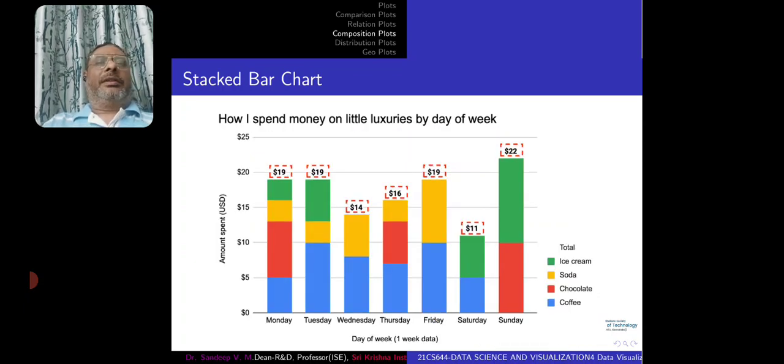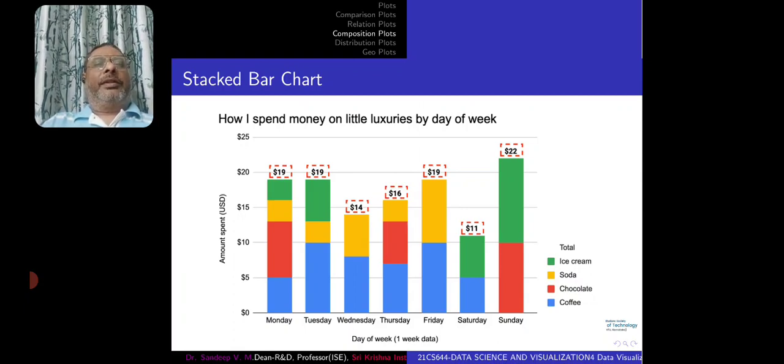So here is an example. It's done on a survey. The question asked was how I spend money on little luxuries by day of the week. There are 7 days of the week, so 7 bars are there, one after the other: Monday, Tuesday, Wednesday, Thursday, Friday, Saturday, and Sunday. As you can see, that's what is shown on the x-axis, and the y-axis talks about the amount spent.